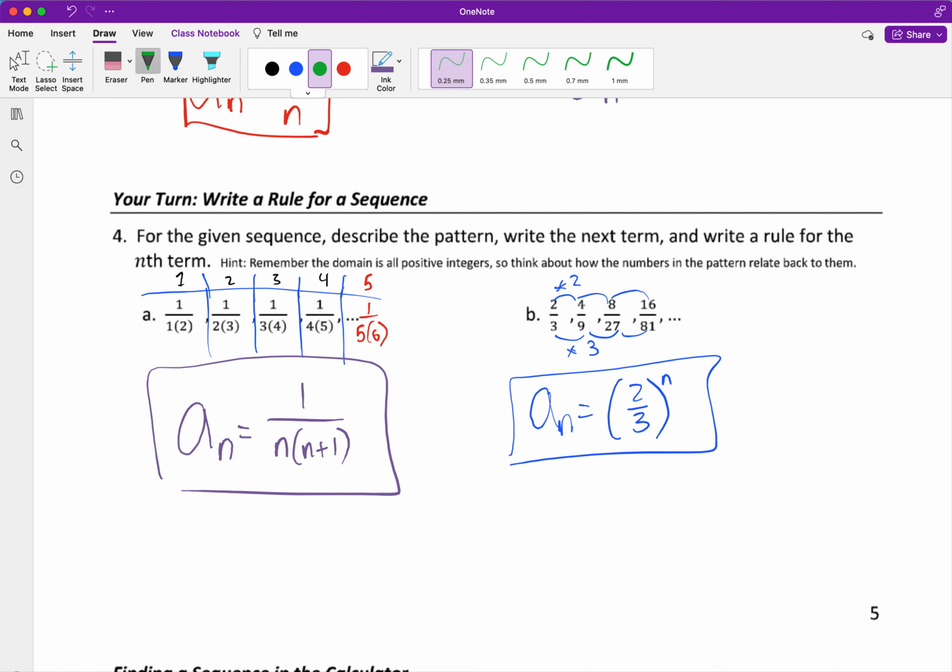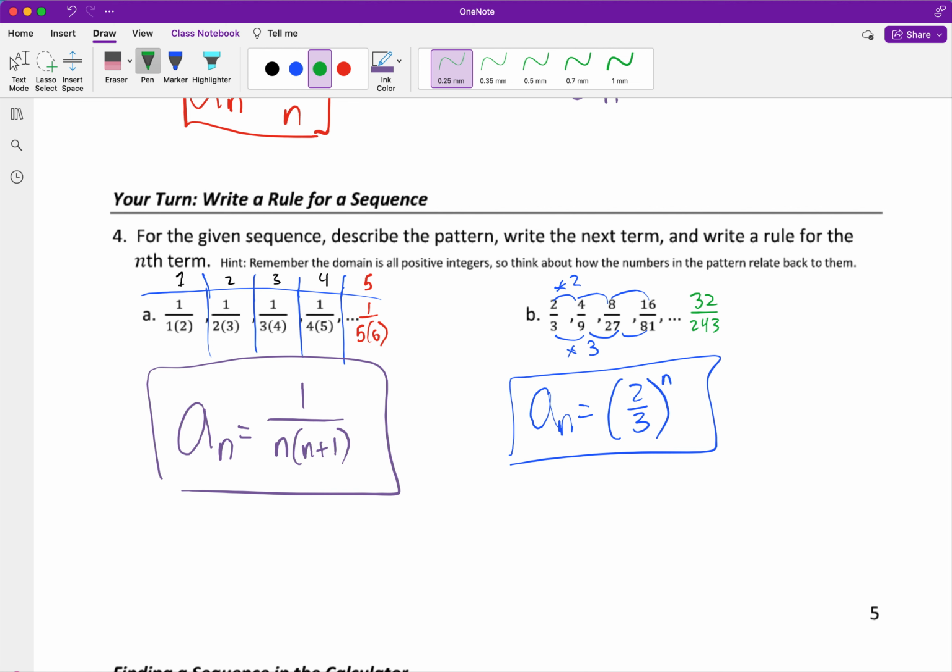And I totally missed writing what the next term would be. I guess that would be 32 over... I'm not good at doing math in my head, but I think it would be 243. I don't know, we'd have to check in a calculator, but that would be the next term in the sequence.